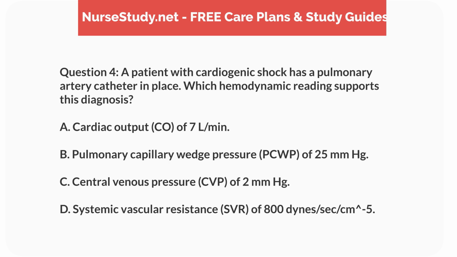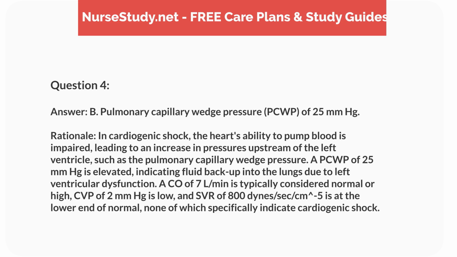Question 4. A patient with cardiogenic shock has a pulmonary artery catheter in place. Which hemodynamic reading supports this diagnosis? A. Cardiac output, CO, of 7 liters per minute. B. Pulmonary capillary wedge pressure, PCWP, of 25 millimeters of mercury. C. Central venous pressure, CVP, of 2 millimeters of mercury. D. Systemic vascular resistance, SVR, of 800. Answer: B. Pulmonary capillary wedge pressure, PCWP, of 25 millimeters of mercury.